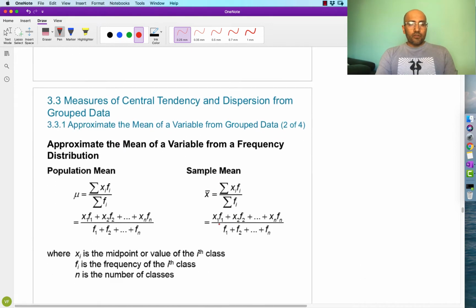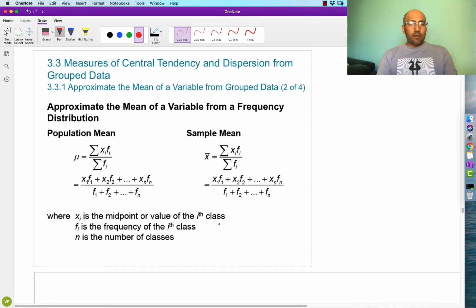Okay. So the formulas we're going to use are here. They're both really identical. The only real difference is that for a population, we continue to use mu, and for a sample mean, we continue to use x bar. X bar, the sample mean, mu, the population mean. But notice that both formulas are identical. So besides the notation that we use, everything else is the same.